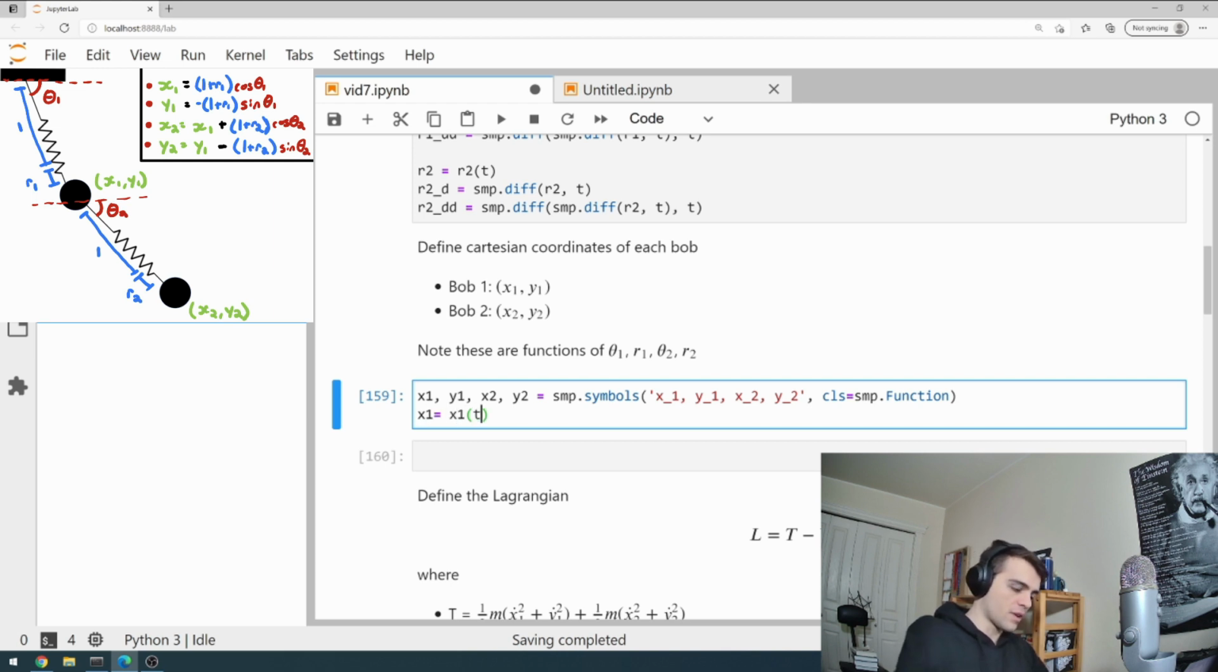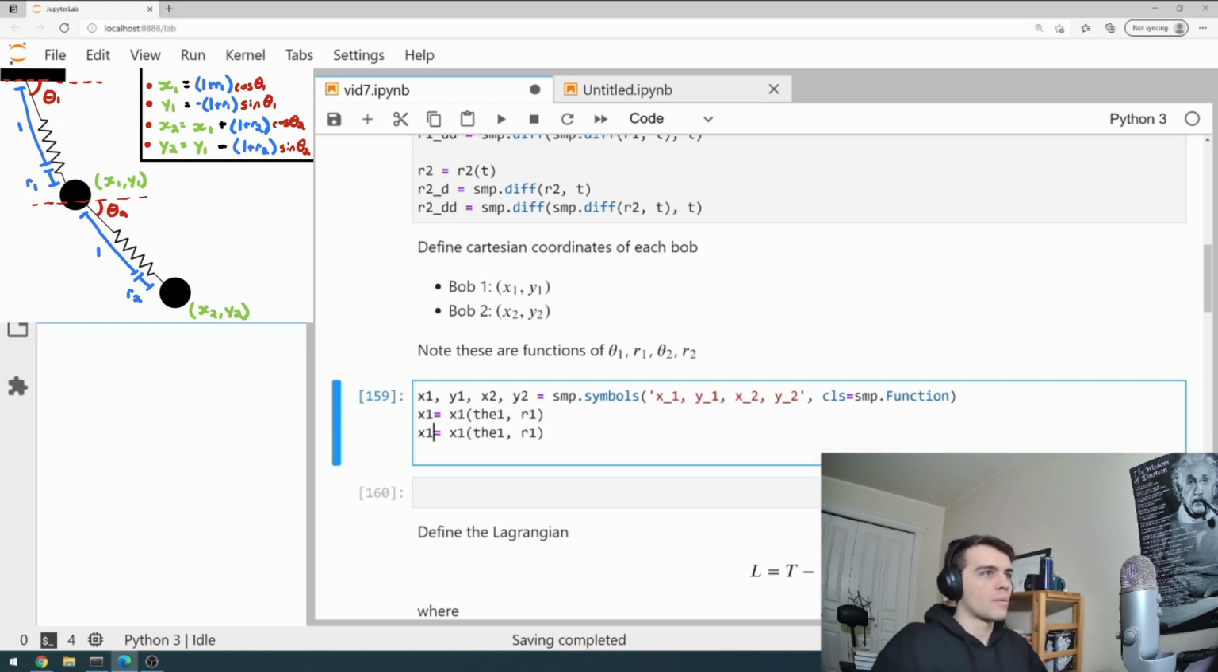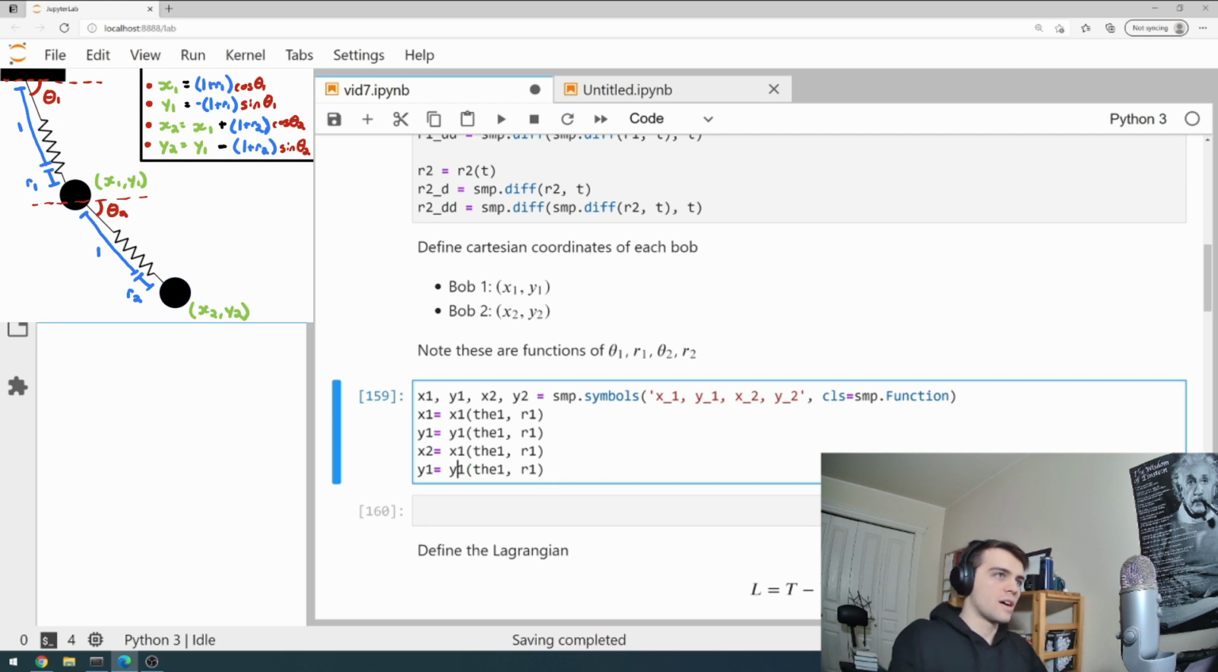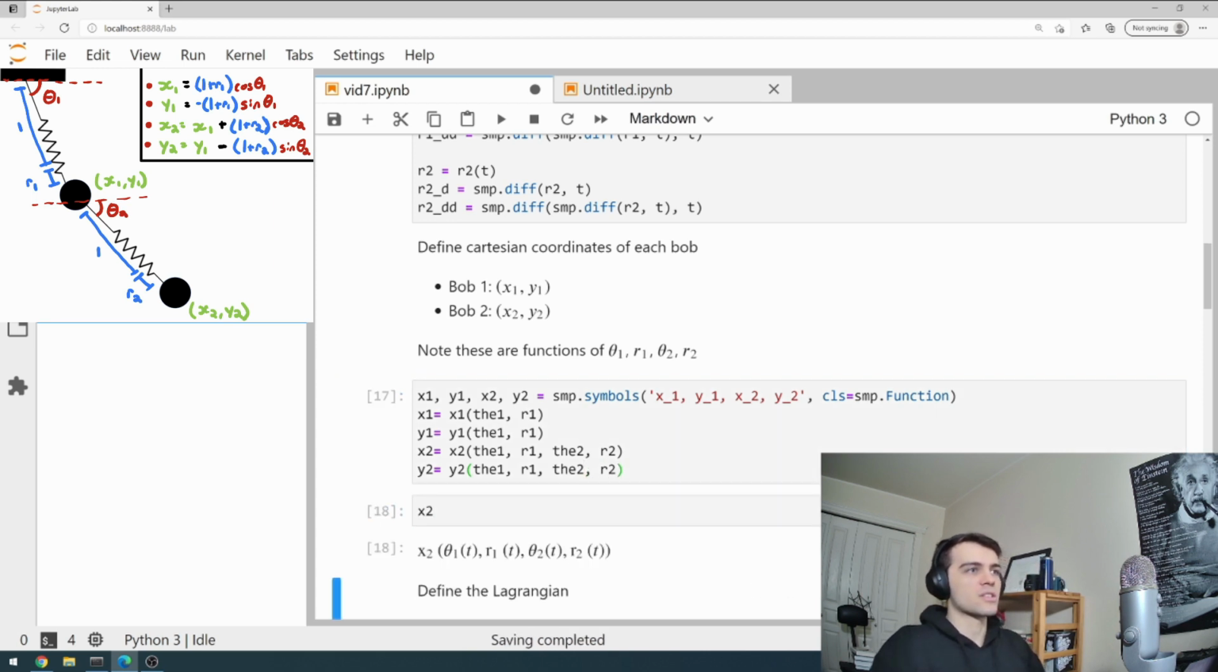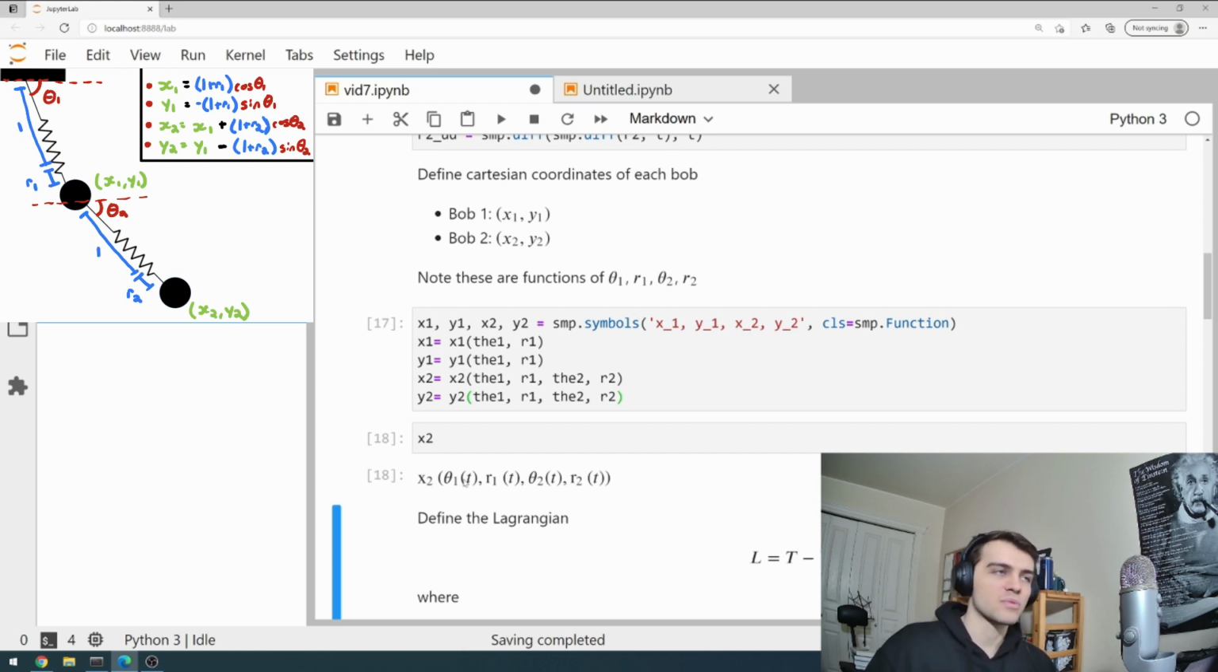And now we just make sure that they're all functions of the necessary things. So x1 is only a function of theta 1 and r1, and y1 is a function of theta 1 and r1, but x2 and y2 are, of course, also functions of theta 2 and r2, as you can see in the diagram that I have on the side. So here I can print, for example, x2, and you'll see that SymPy writes this really nicely. It's x2, and it's a function of theta 1, which itself is a function of time, r1 which is a function of time, theta 2 function of time, and r2 which is a function of time.